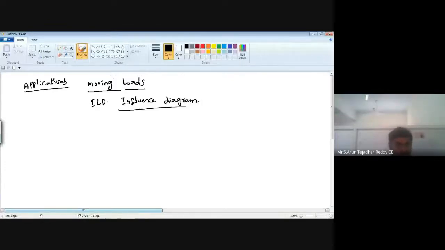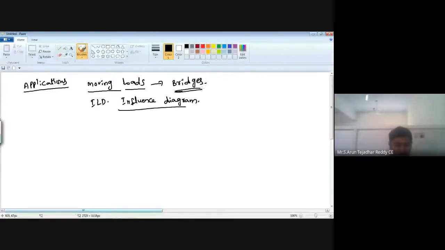Can anyone tell me the answer? Where can we see the moving loads? Can anyone please? So mostly we can see moving loads in bridges.